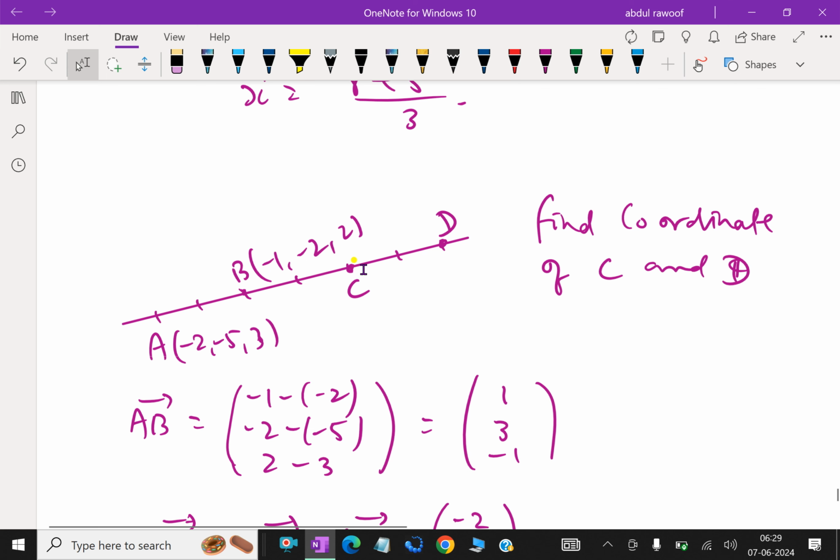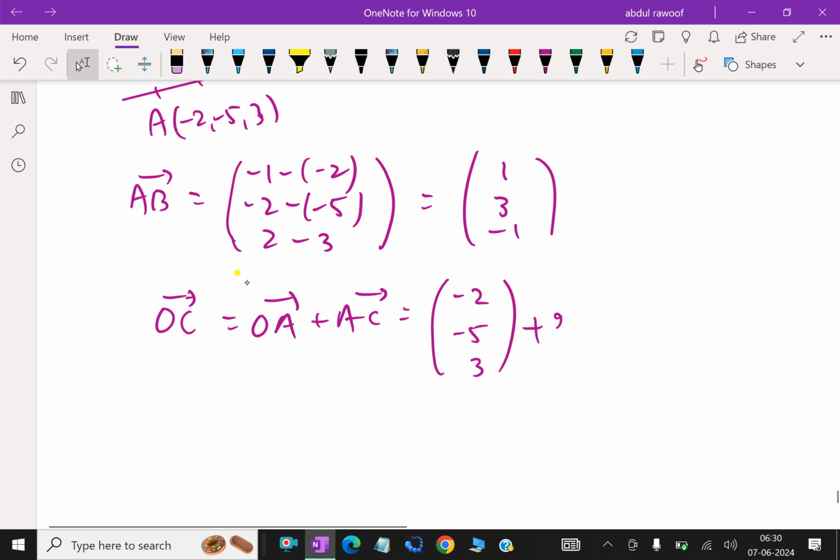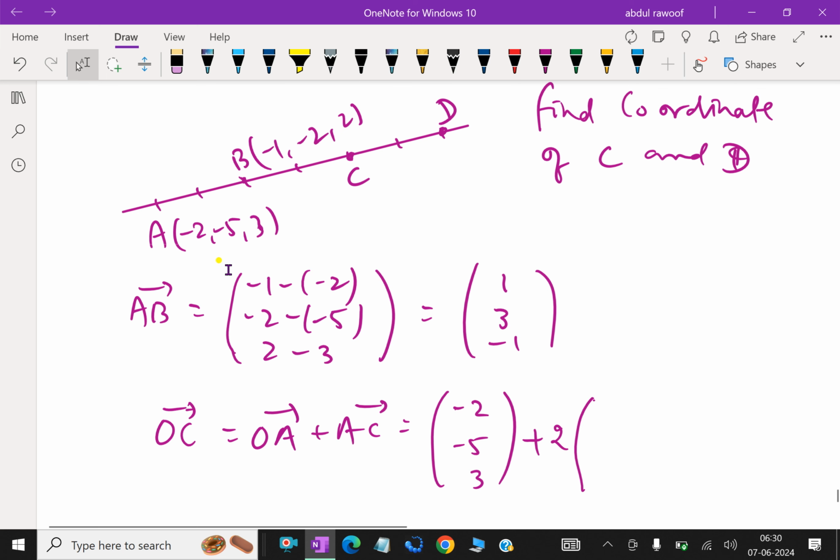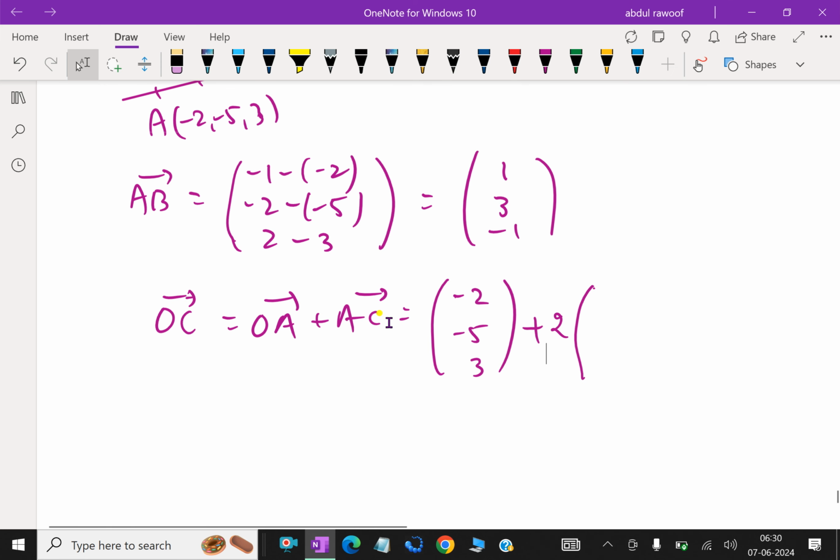But for OC, we don't have the point C. However, B is the midpoint of AC. Therefore, instead of AC, we can write 2 times vector AB. Look at here. This B is the midpoint of A and C, so we can say vector AC is 2 times vector AB. 2 times AB, we already have 1, 3, -1.